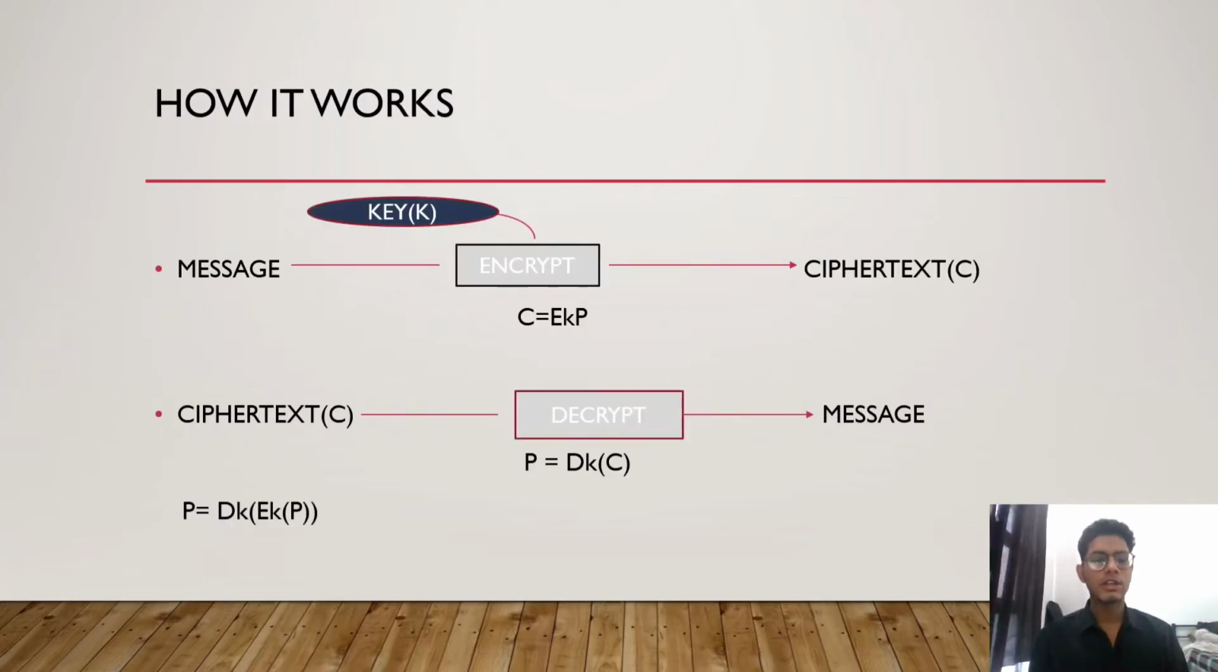Now let us have a look at how it works. So basically when we have a message M and the message is going to the receiver, it will be encrypted by the key K, which we will use as the symmetric key, and then the message will be converted into ciphertext. Now what is ciphertext? Ciphertext will be C is equal to E_K(M), the encryption with the key K. Okay, now the message is encrypted with the key K and converted into ciphertext.